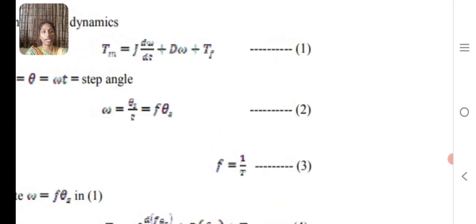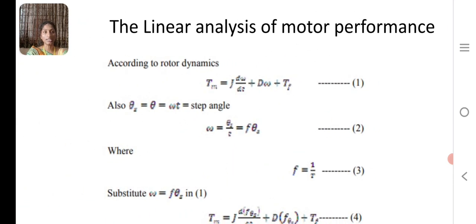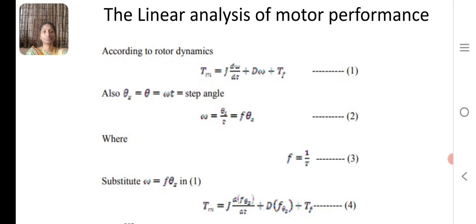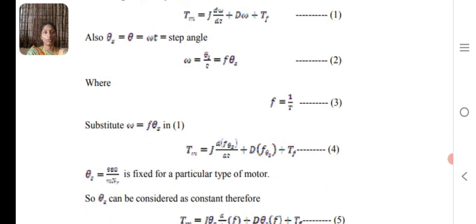Now, according to rotor dynamics, we can write the torque equation as Tm is equal to J d omega by dt plus d omega plus Tf, where J is inertia and d is damping coefficient. Now, we know that the stepping angle theta s can be written as theta, which is equal to omega t. From this we can write omega is equal to theta s by t, and 1 by t gives f, so f into theta s. This makes equation 2, where f is equal to 1 by t. That is why we have substituted f is equal to 1 by t in equation 2 and obtained f.